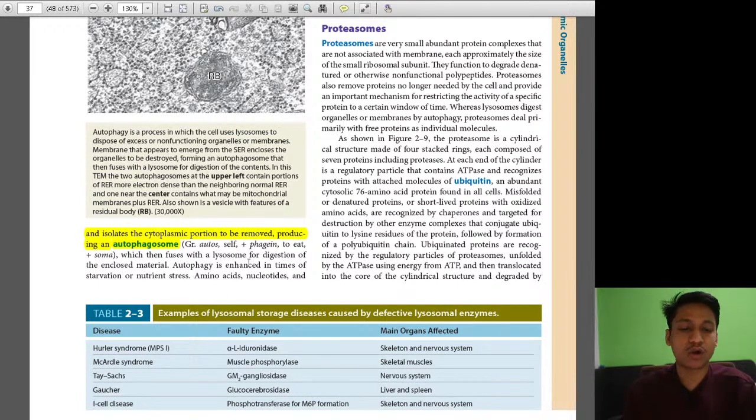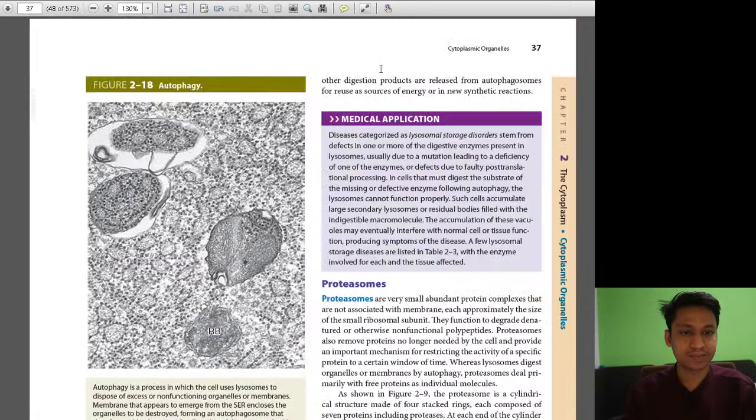Of course, autophagy is enhanced in times of starvation or nutrient stress. Amino acids, nucleotides, and other digestive products are released from the autophagosomes for reuse as a source of energy and in newly synthesized reactions. So that's it. Nothing much here, and let's go to proteasomes.